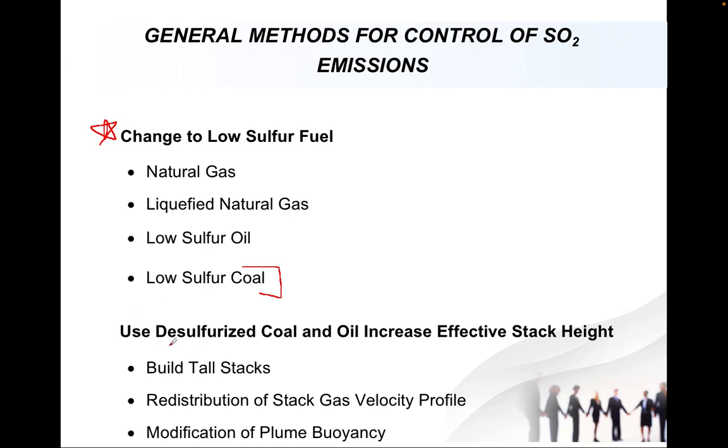Another method is to use desulfurized coal or oil, which increases the effective stack height. By increasing the stack height we can also reduce the sulfur impact. For that we have to build tall stacks, redistribute the stack gas velocity profile, and modify the plume buoyancy. So these are some methods through which we can reduce the sulfur dioxide, or the oxides of sulfur, in the flue gases.